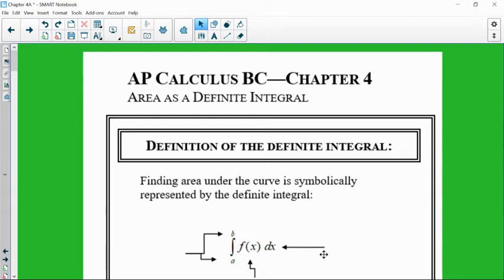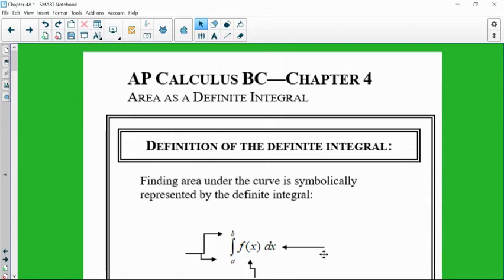And so we wanted to find a symbol that represents finding area. We looked at approximation methods over the weekend. This symbol means to find the exact area. And we're going to come back to that approximation method during this first part of our chapter 4 as well. But I also wanted to give you some definitions and some terminology here. So this idea of a definite integral.